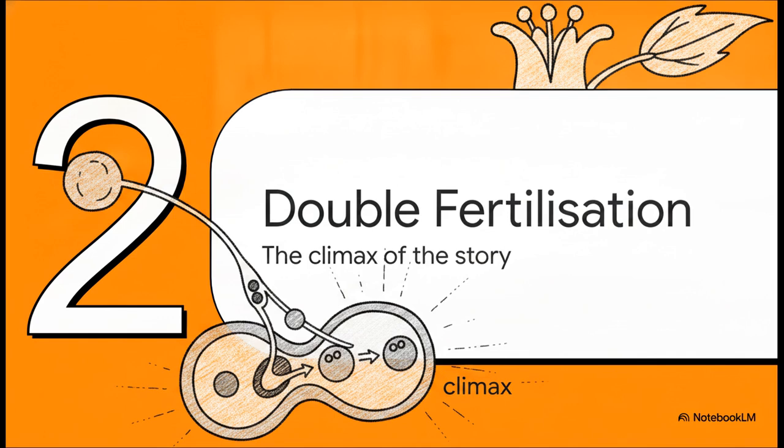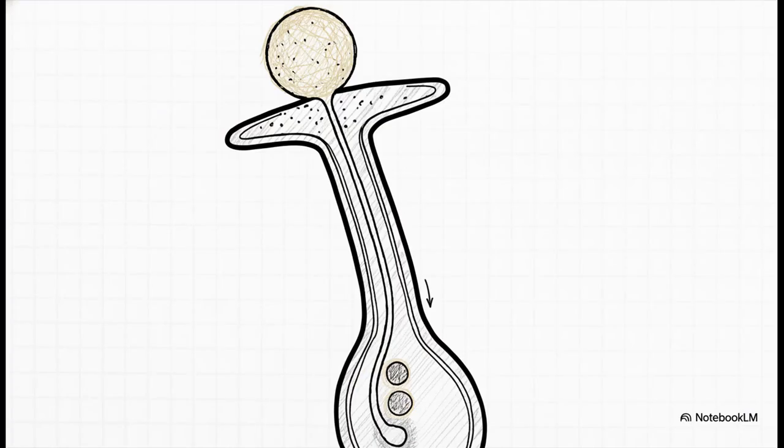This is really the climax of our story, which begins after pollination finally brings the non-motile male and female gametes together. Since plant gametes can't just swim or move on their own, they need a sophisticated delivery system. Enter the pollen tube journey.